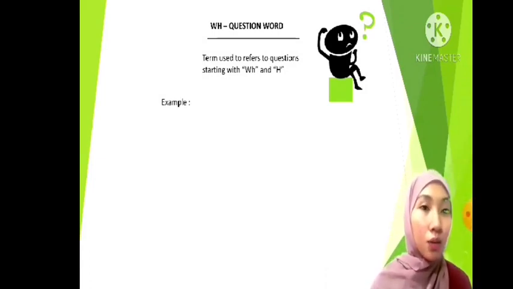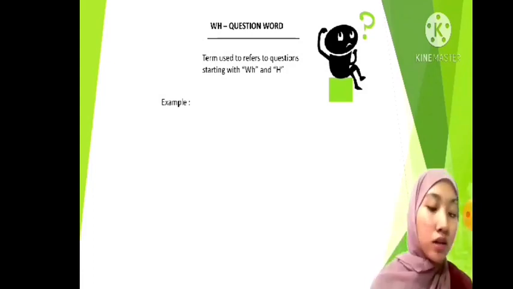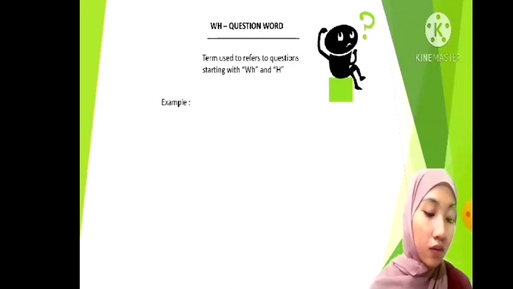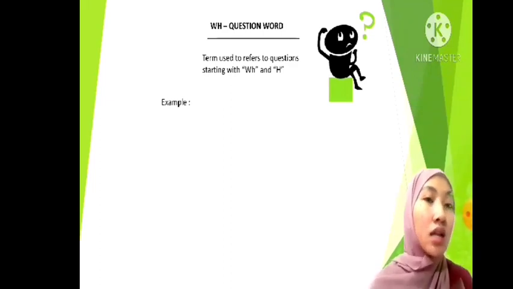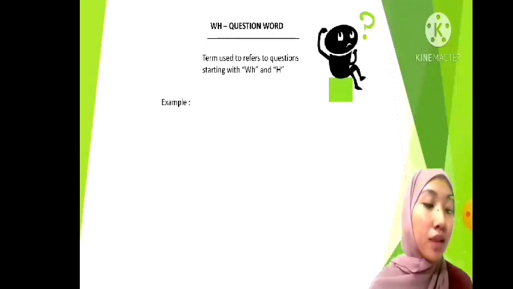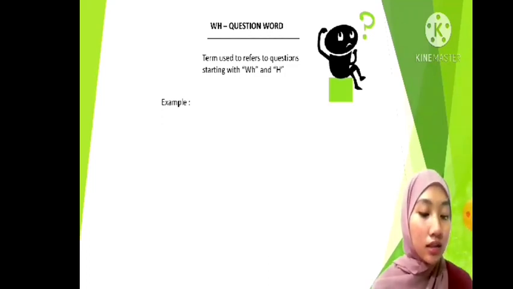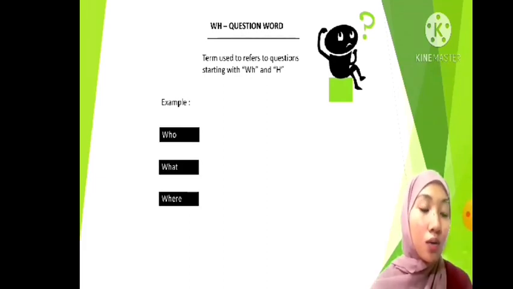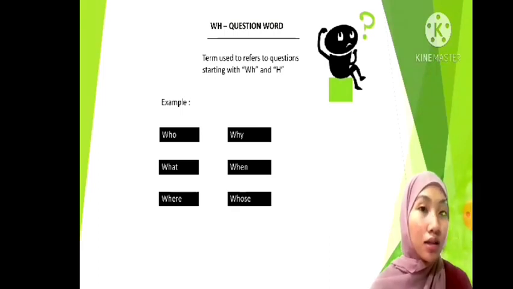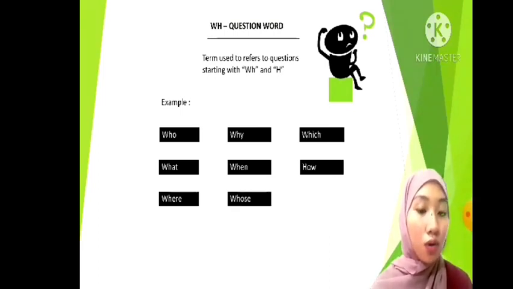So here I will explain about WH question words. A WH question is a question to ask for information. The information requested can be in the form of time, place, person, thing, or way. WH question is used to refer to questions starting with WH and H. Question words such as who, what, where, why, when, whose, which, how, and so on.